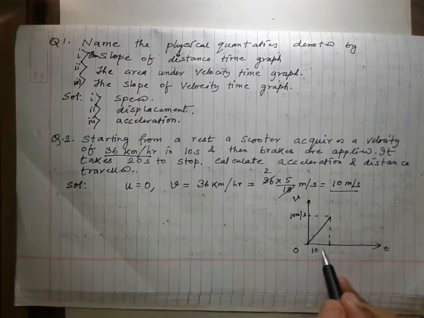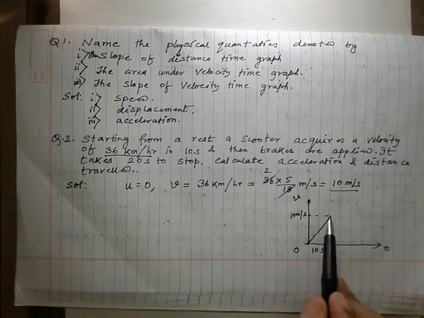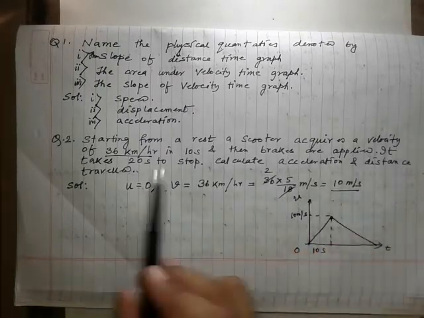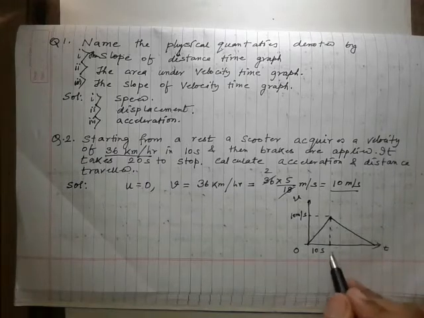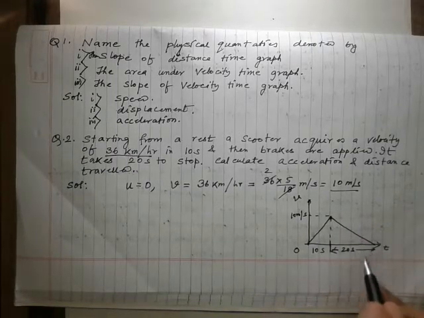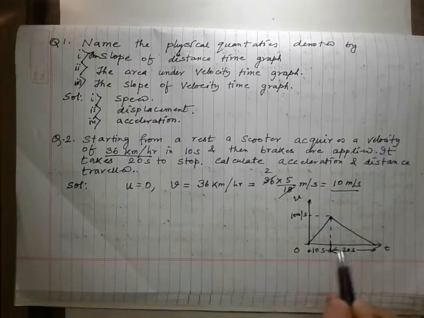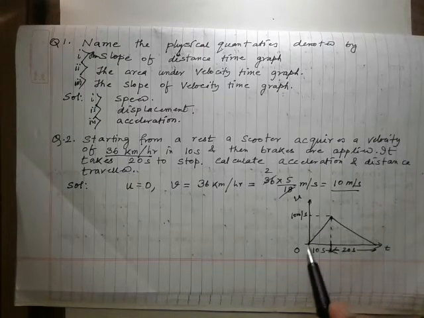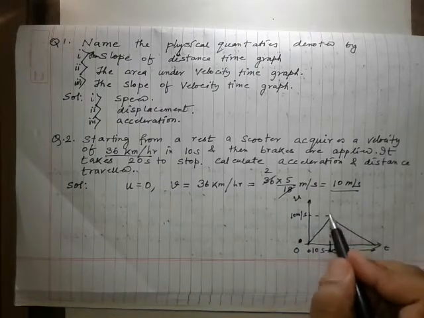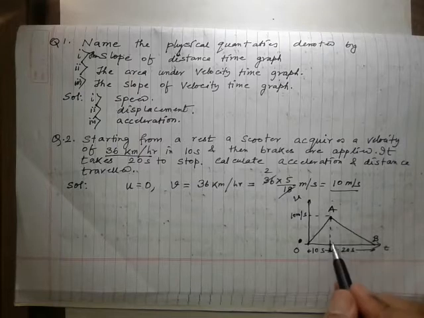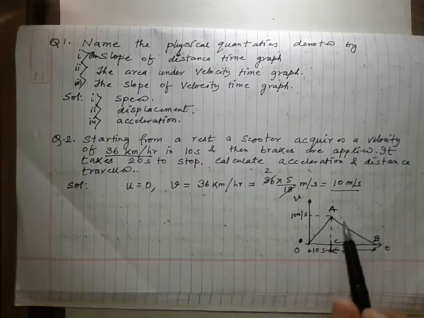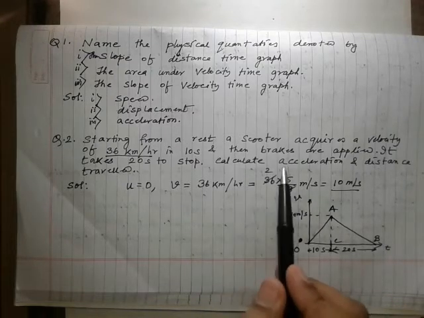And then in 10 seconds, this one is 10 seconds. Now it will come to 0 in 20 seconds. It's given here, see. The brakes are applied and it takes 20 seconds to stop. So from here to here it is 20 seconds. Okay, so what you have to find out? You have to find out the acceleration. So here two things are there. This is acceleration. I am going to name it O, A, B, and then C. So OA is acceleration, and AB is retardation. They didn't ask the retardation. They only asked the acceleration.